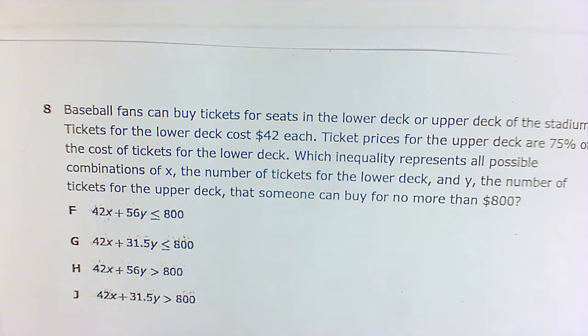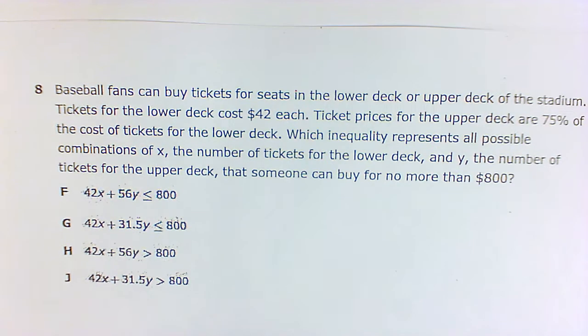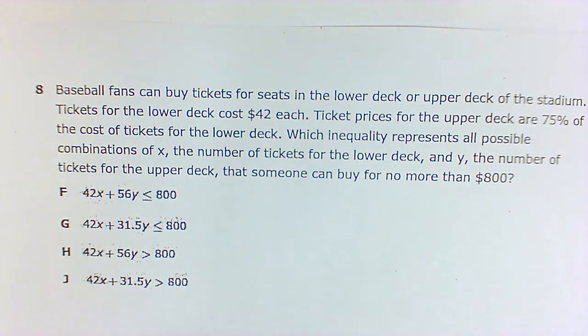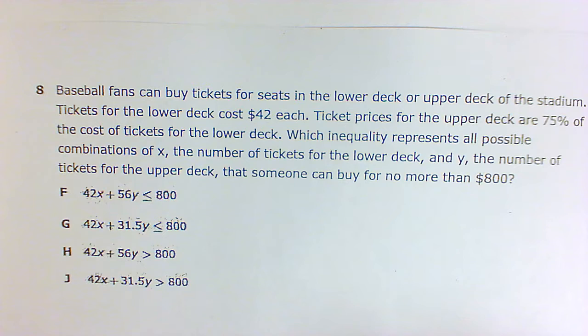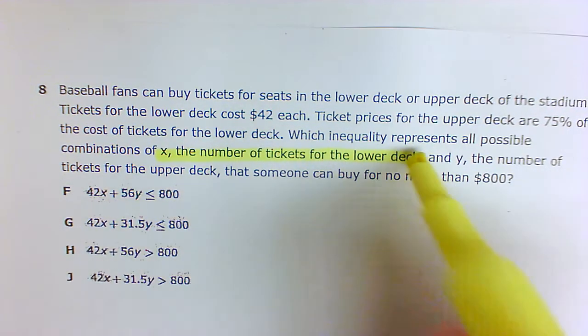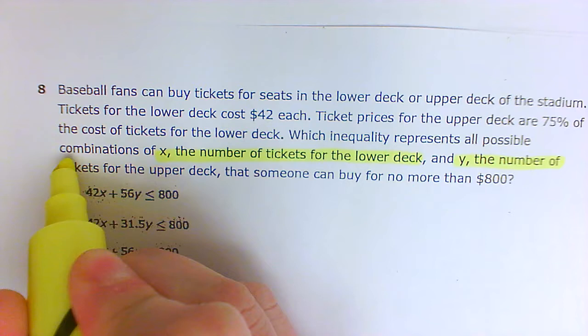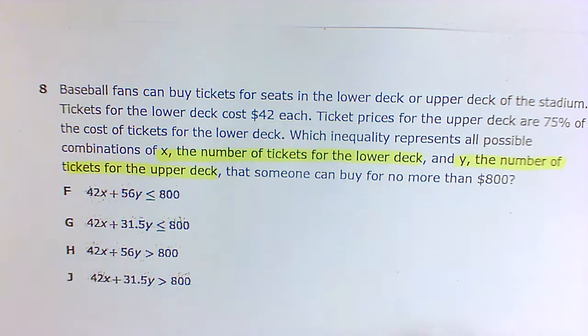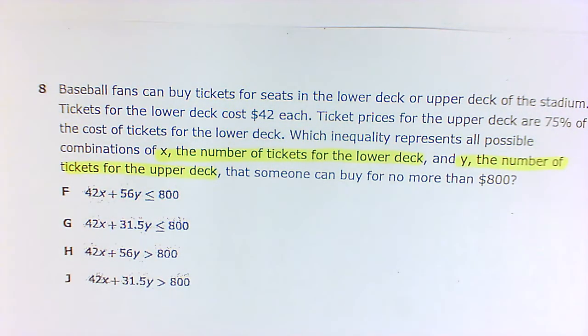Number 8. Baseball fans can buy tickets for seats in the lower deck or upper deck of the stadium. Tickets for the lower deck cost $42 each. Tickets for the upper deck are 75% of the cost of the tickets for the lower deck. Which inequality can be used to represent all possible combinations of x, the number of tickets for the lower deck, and y, the number of tickets for the upper deck that someone can buy for no more than $800?